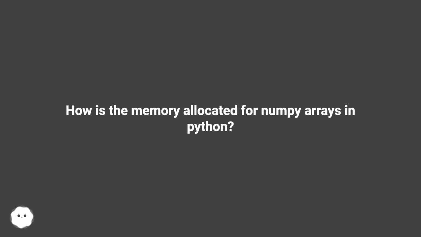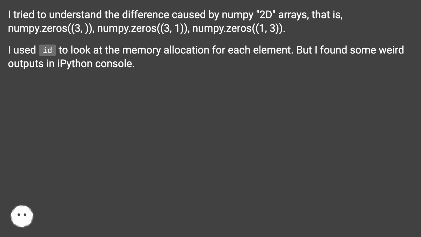How is the memory allocated for NumPy arrays in Python? I tried to understand the difference caused by NumPy 2D arrays, that is, numpy.zeros((3, 1)) and numpy.zeros((1, 3)). I used id to look at the memory allocation for each element. But I found some weird outputs in the Python console.